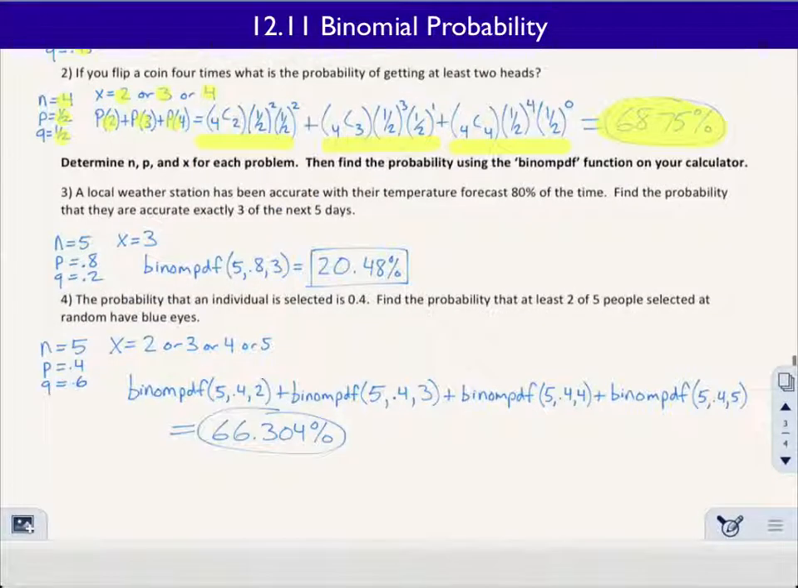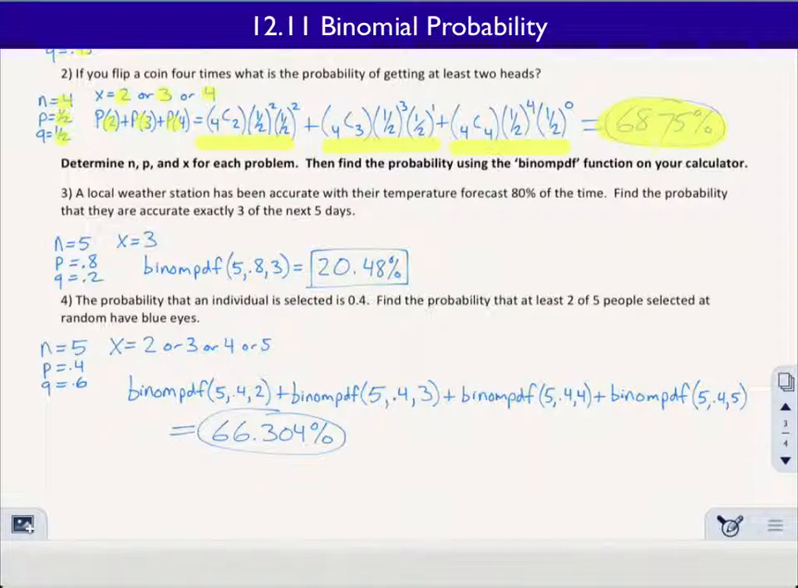Now using your calculator or Wolfram Alpha, all you have to do is identify n, p, and x. So n here is 5, p is 0.8, and x is 3. We don't even need q to do this. So just binomPDF(n, p, x), and you should get 20.48%.